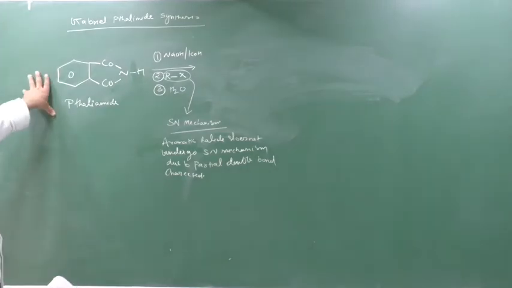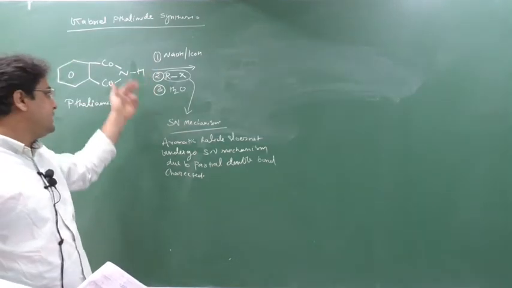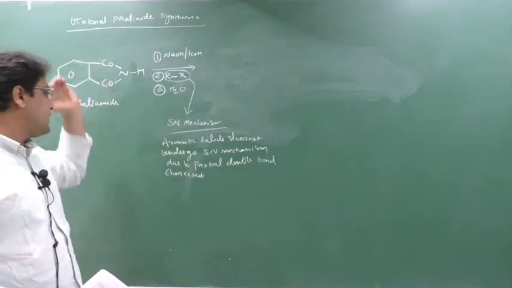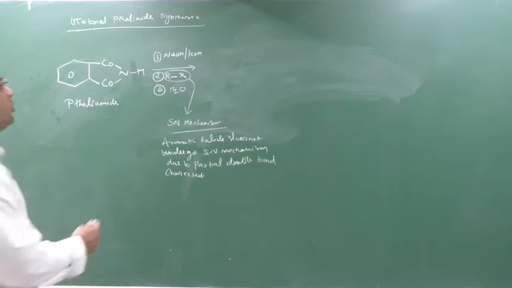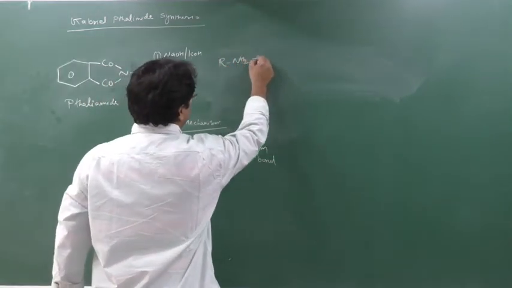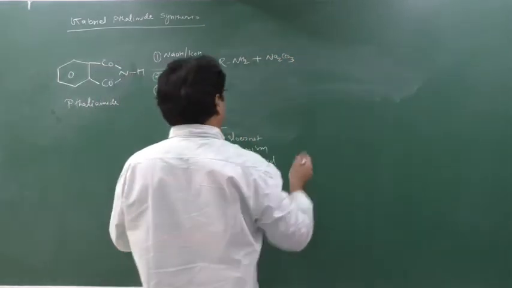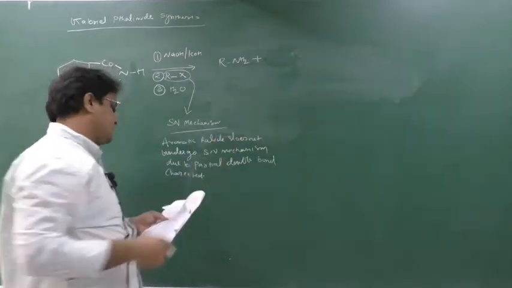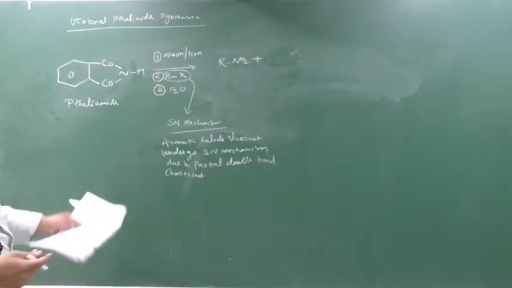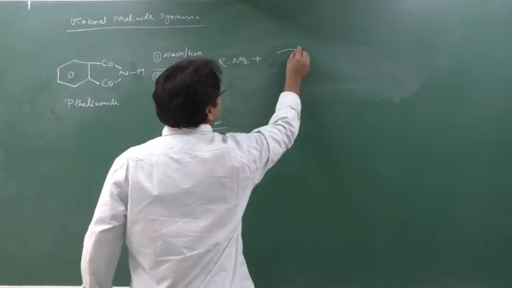So first point here: you take phthalimide. According to Gabriel, he took the phthalimide, first made it react with NaOH, second made it react with RX, and third made it react with H2O. So he obtained the primary amine RNH2, and it also forms one more compound, which will come in the next part.